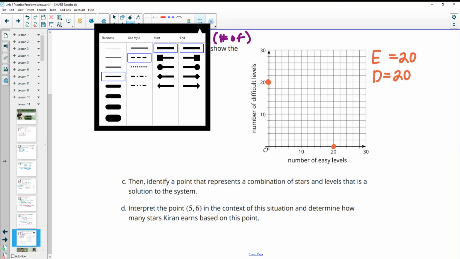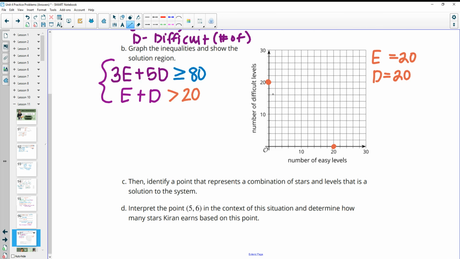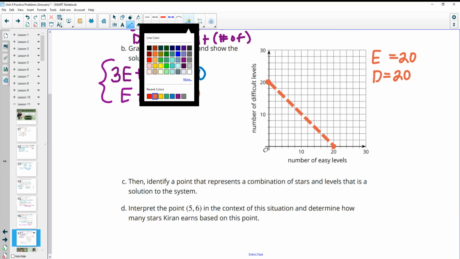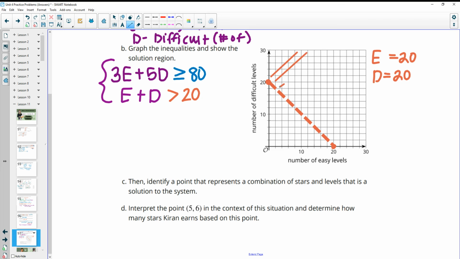Now we know that it can't be equal to 20. It has to be more than that. So this line needs to be a dotted line. So it needs to be higher than that. And I'm just going to shade this at the same time too. So this, we know he needs to be more than this. Okay, so this is going to be my shading. So he needs to be above 20 levels. So anything up here would be a solution to the number of levels that he completed of each one.